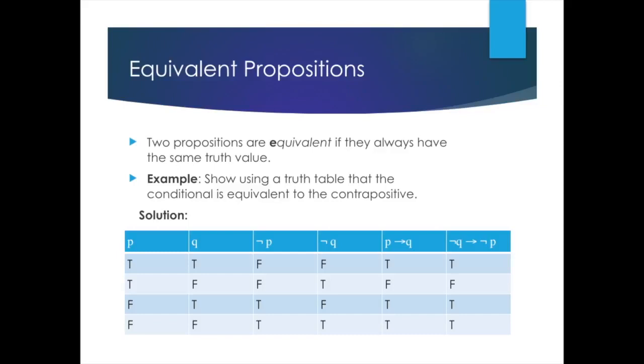Now compare both of them, P implies Q and not Q implies not P, together. You will find the same: true, false, true, true. Based on this truth table, we say both statements are equivalent because they have the same truth value in the truth table. So both statements are true.